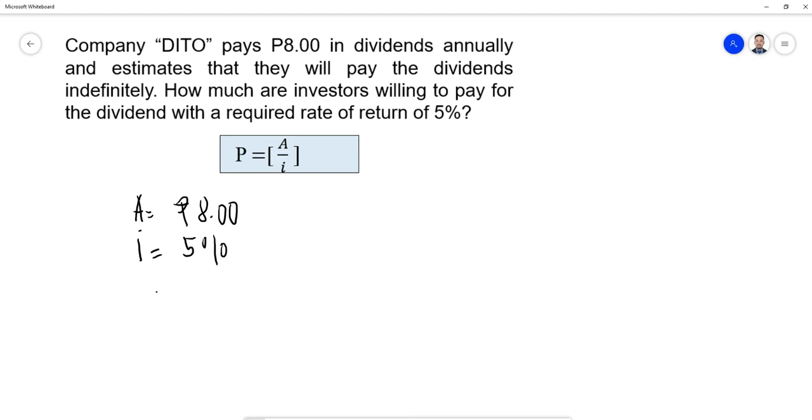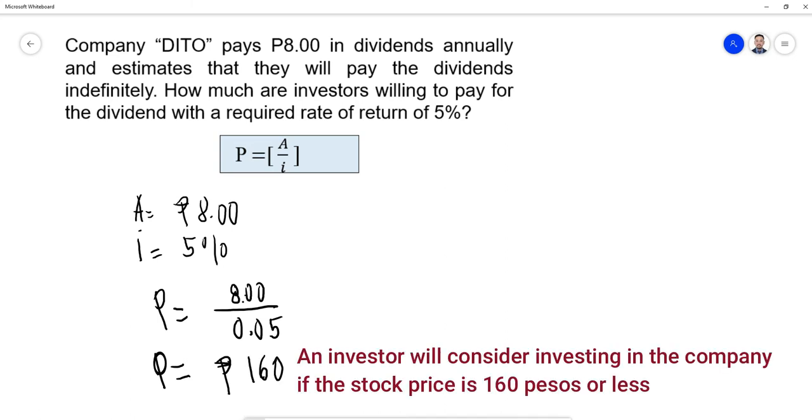Plugging in the values, we have P is equals to 8 pesos divided by 0.05. P therefore is equals to 160 pesos.